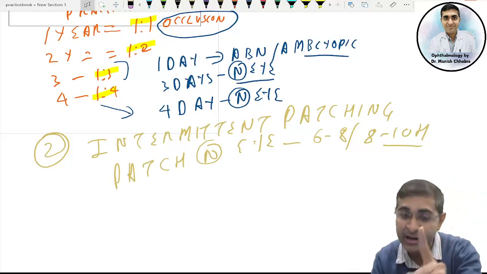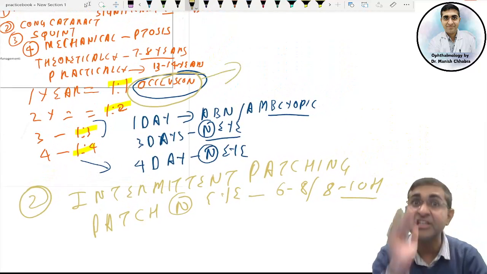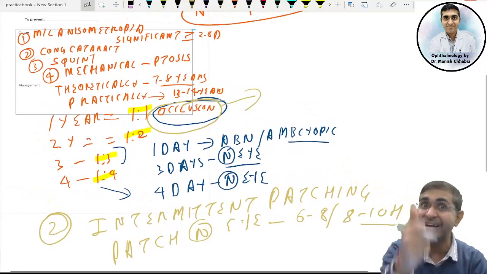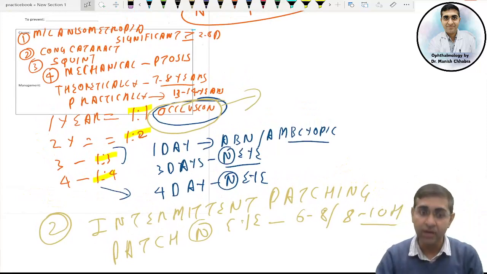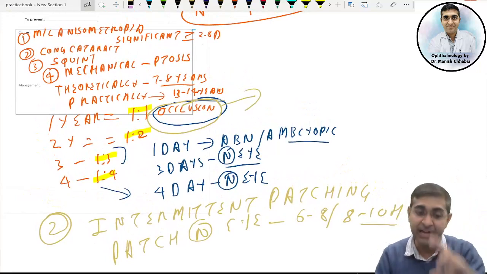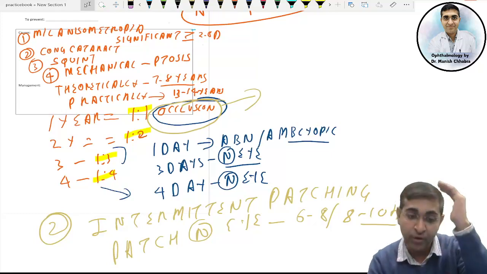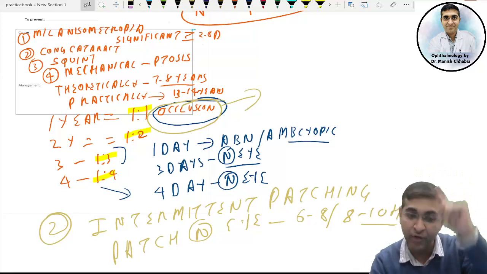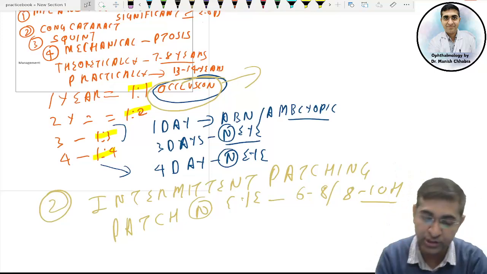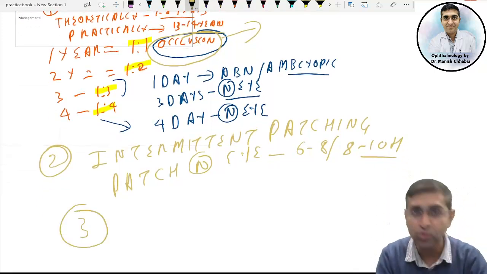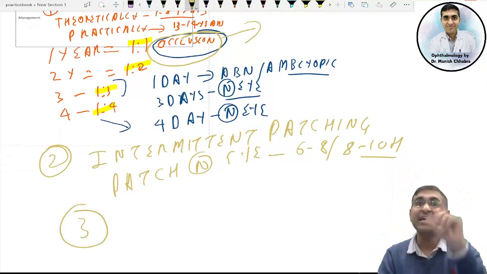But please understand, once you are going for occlusion, you will have to first treat the underlying cause. If the patient has cataract, you will have to operate upon the patient. If the patient has anisometropia, that means refractive error, you have to treat the anisometropia. If the patient has squint, you will have to perform squint surgery. If the patient has ptosis, you have to perform ptosis correction surgery. Yes. After that, you will go for occlusion therapy. Let that be the full occlusion therapy, 1:1, 1:2, 1:3, or you go for intermittent patching.